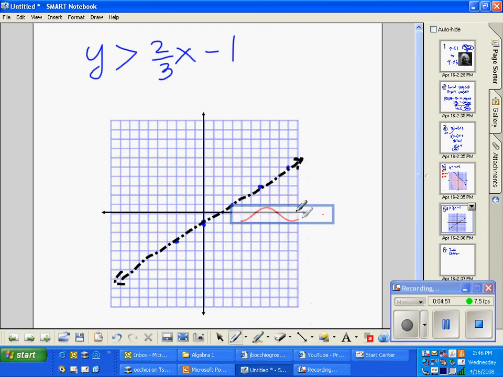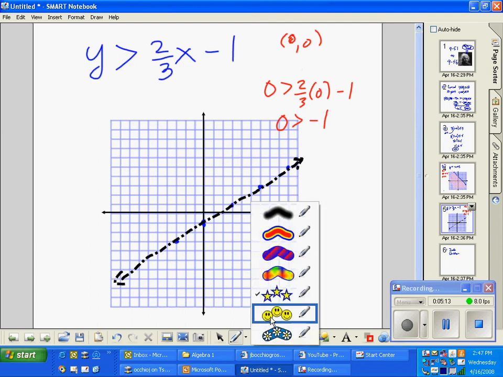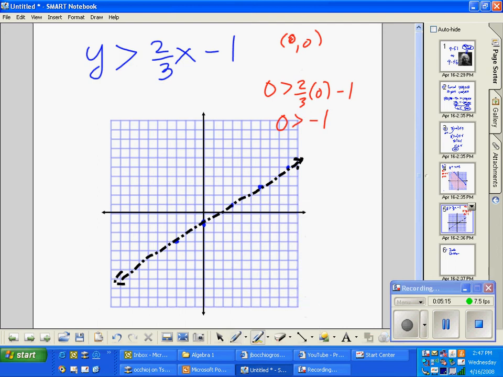Now we're going to test a value. Again, 0, 0 is a pretty good value to test. Notice I would not use 0, 0 if it was on the line itself. So 0 greater than 2/3 times 0 minus 1. 0 is really nice because it gets rid of that fraction if you're not really strong with fractions. And now you say to yourself, is 0 greater than negative 1? Yes, it is. So we'll put a point down there to tell ourselves, make sure you shade on this side, and then you shade all this stuff in.